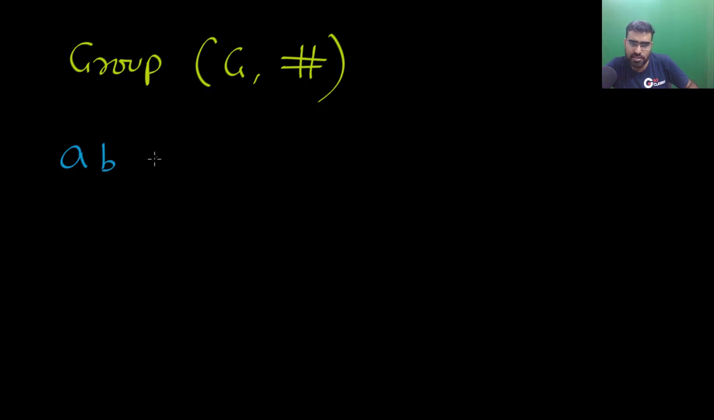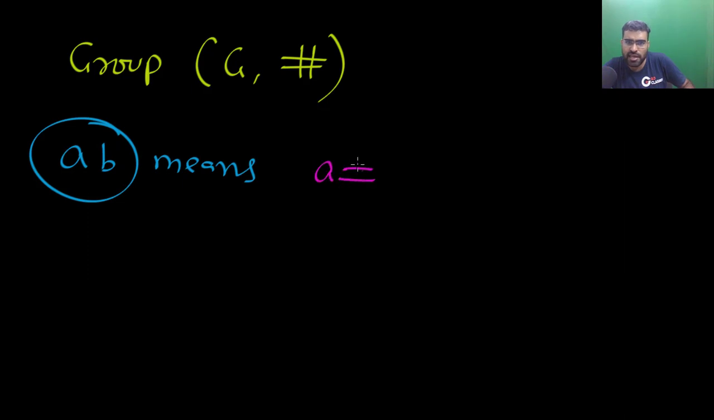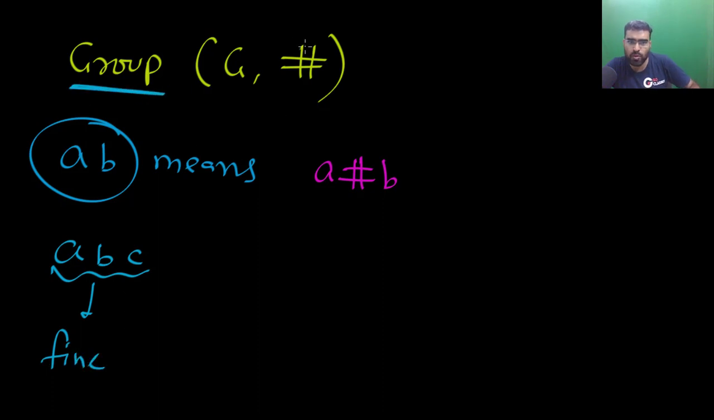One thing I want to tell you: if you have any structure, for example, a group G with operation hash, in this group, if I write AB, then what that means? That means A hash B. Similarly, in this group, if I write ABC, then remember, this is completely unambiguous. This is completely fine because it is a group. So I can say this operation is associative.